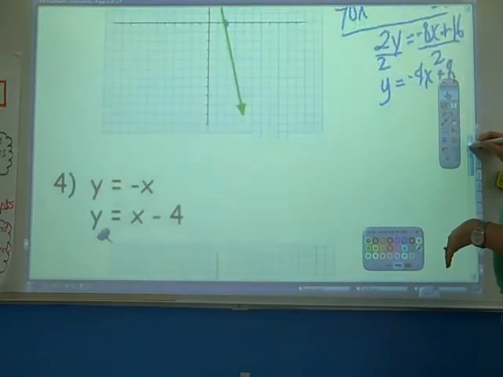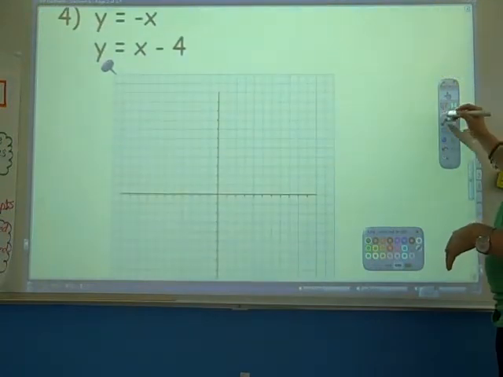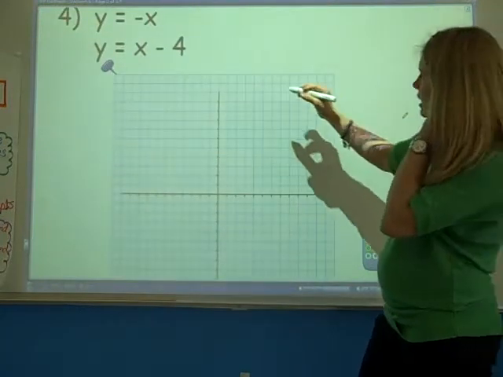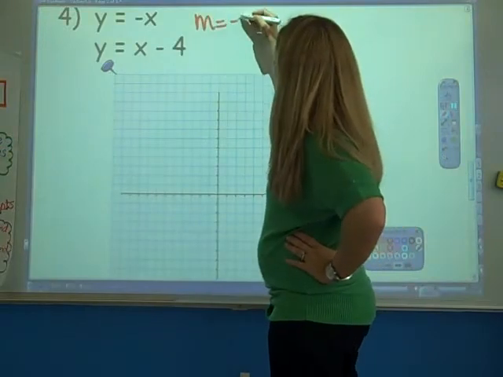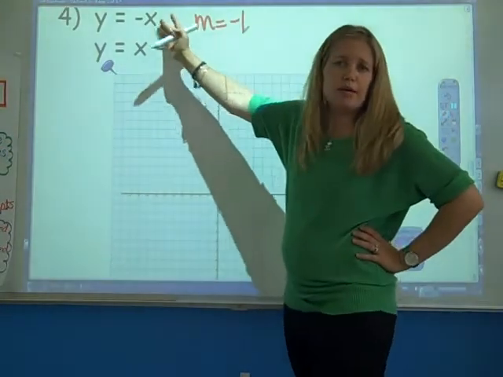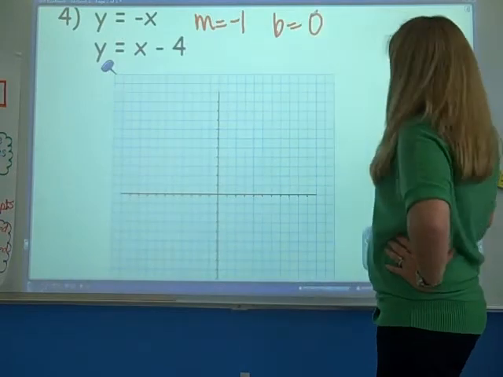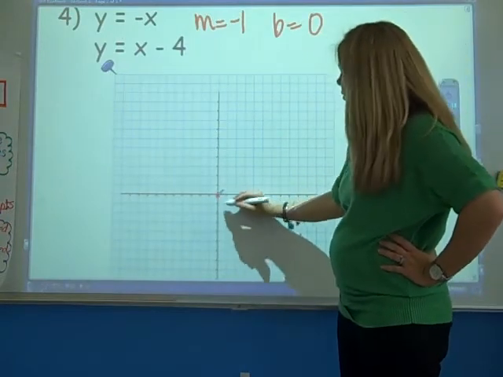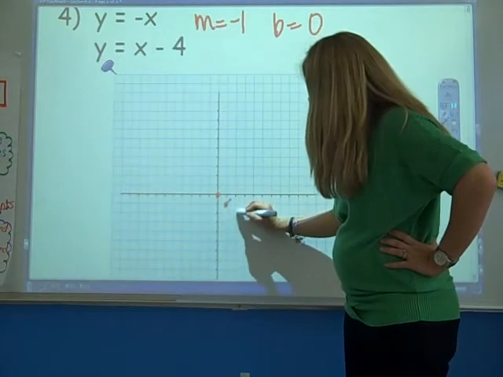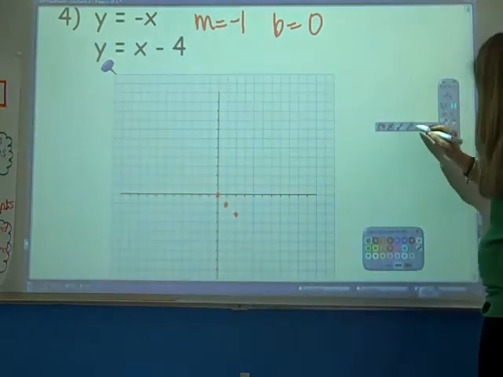All right, one more problem. And then we'll talk about a little bit of vocab and we're done. M equals negative 1. There's no b. We are not adding anything. So b equals 0. 0, negative 1, go down 1, 1 to the right. Okay, so I'm getting that line.